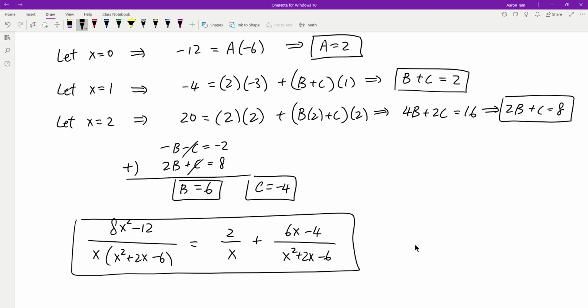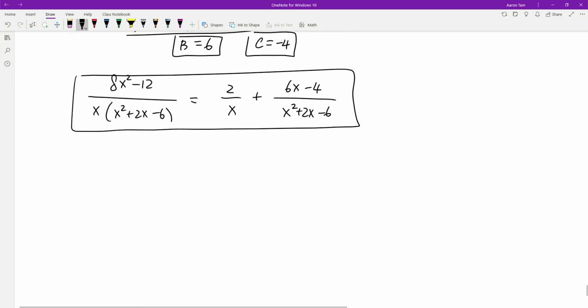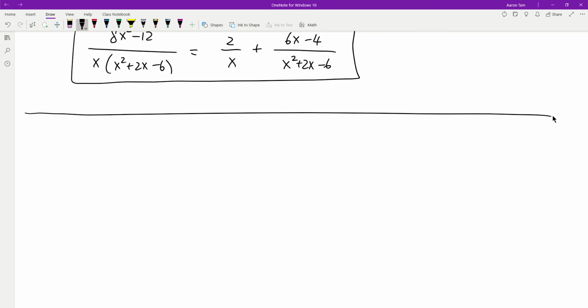All right. So what happens if we have a repeated quadratic factor? That's probably one of the more complicated partial fraction decompositions we have to do. So let's do one, just so that we can see how that works. This is probably the last partial fraction decomposition that I want to do, and then we're going to have to talk about something else.